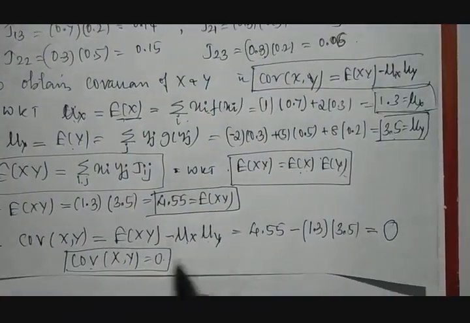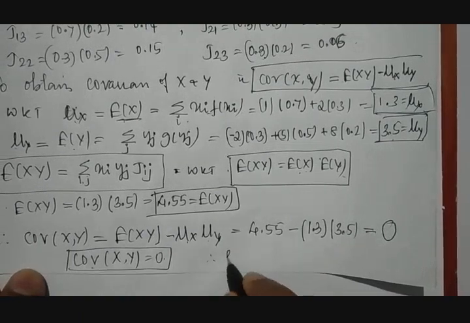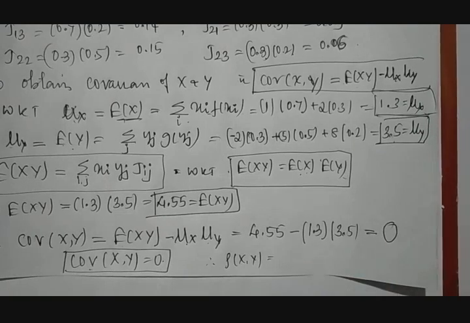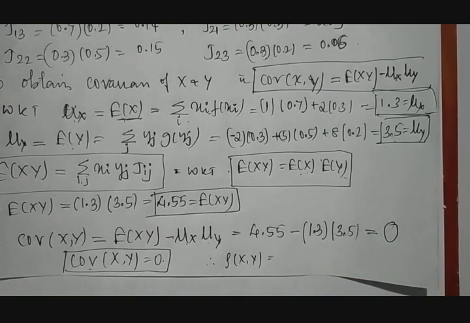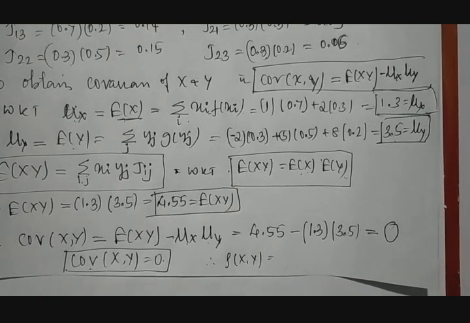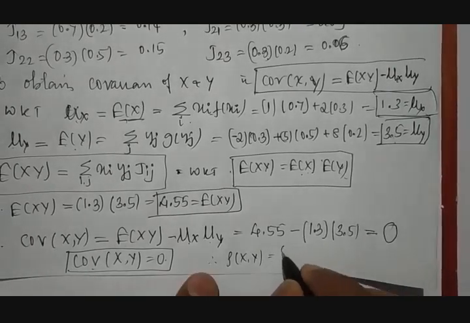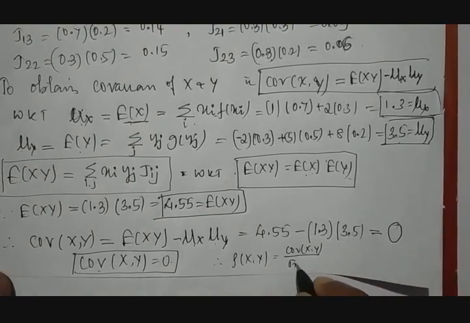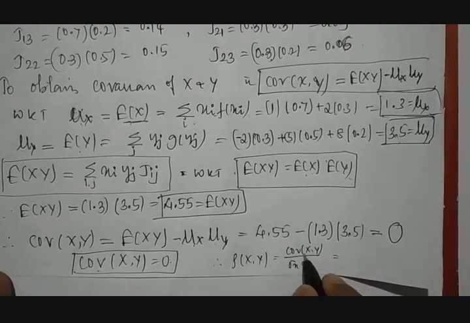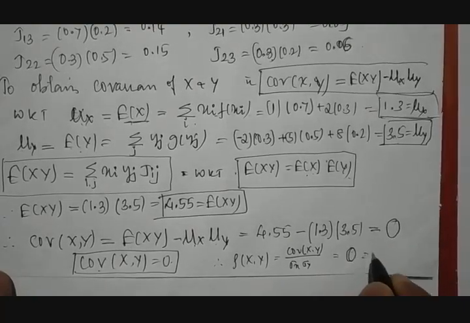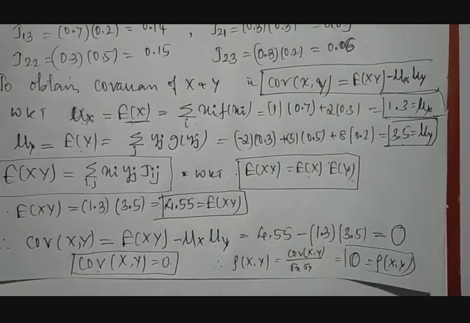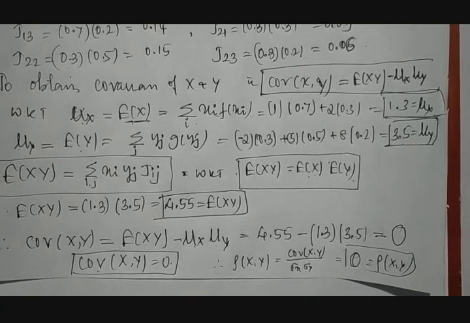If covariance is 0, then automatically we know that rho of x comma y is nothing but, that is a formula, covariance of xy divided by sigma x into sigma y. But since it is equal to 0, then that will also be equal to 0. Because one thing to be remembered, that is, if covariance is 0, then its correlation will also be 0.